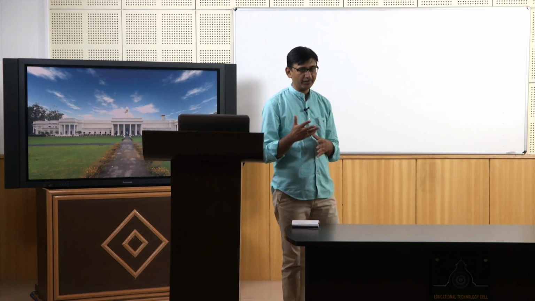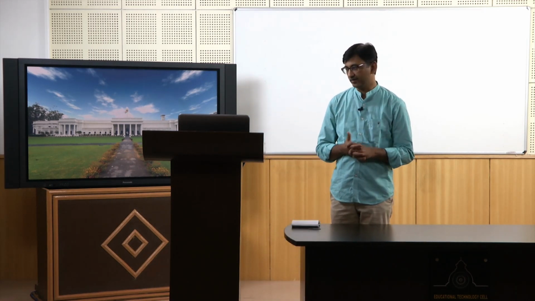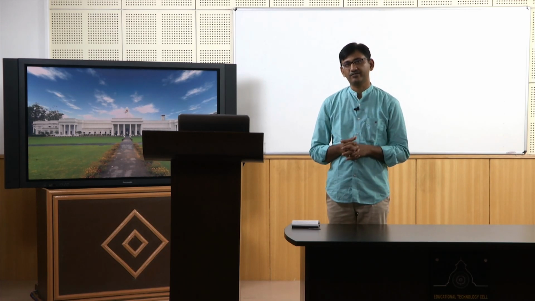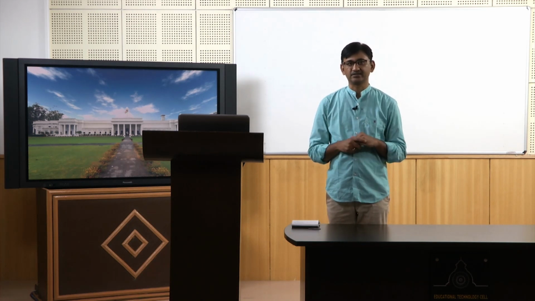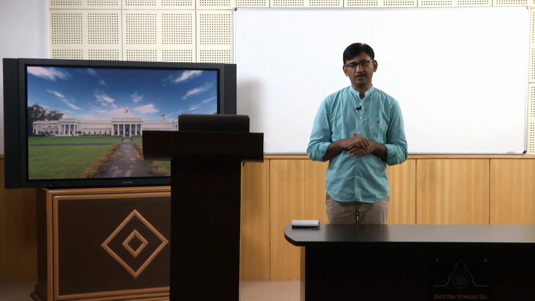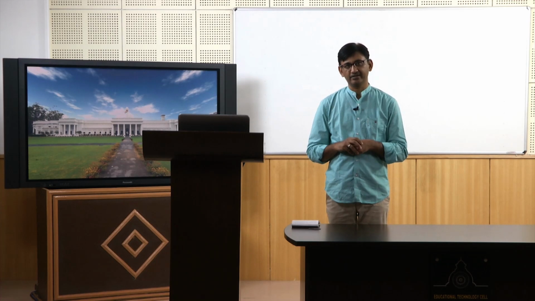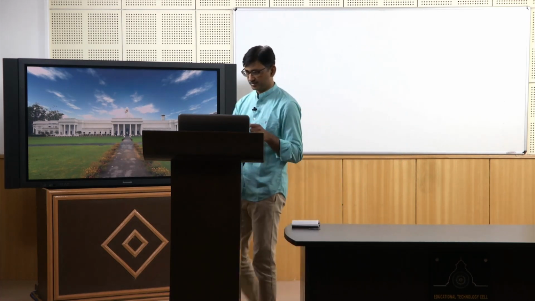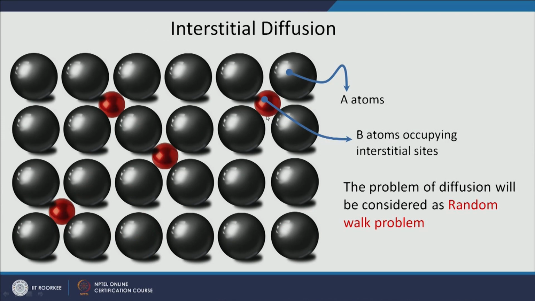Okay. Now, we would like to understand the diffusion phenomenon, and to understand that, we will right now take the example of interstitial atoms. Basically, one lattice is there where the host atoms are sitting, and in the interstitial position another type of atom is sitting. So, we will call the host atoms A atoms, and the atoms sitting in the interstitial position B atoms. So, we would like to see how this particular B atom will diffuse.